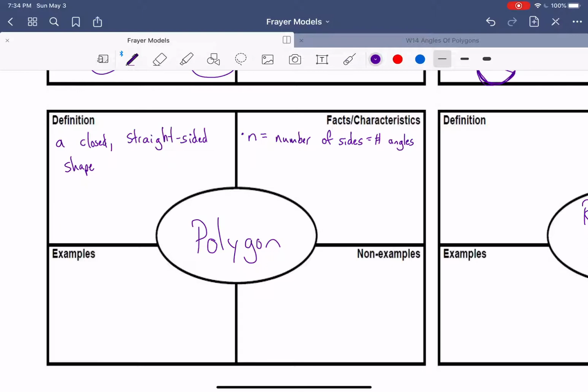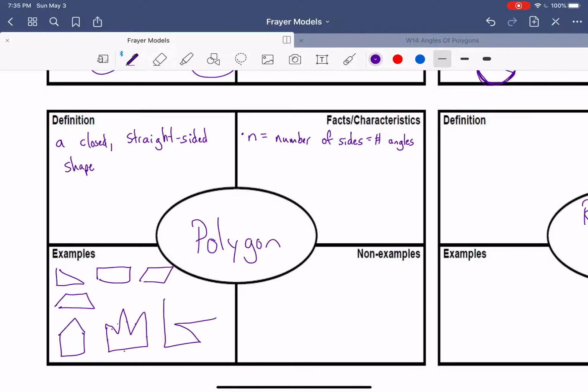So some examples that we're familiar with, right? We could have a right triangle, we could have a rectangle, parallelogram, all of our different types of quadrilaterals, right? Trapezoid. We could have something that looks like a house, that's technically a pentagon, right? Or something that kind of goes crazy like a crown, but that would be 1, 2, 3, 4, 5, 6, 7 straight sides to that polygon. We could have something that is even more crazy, right?